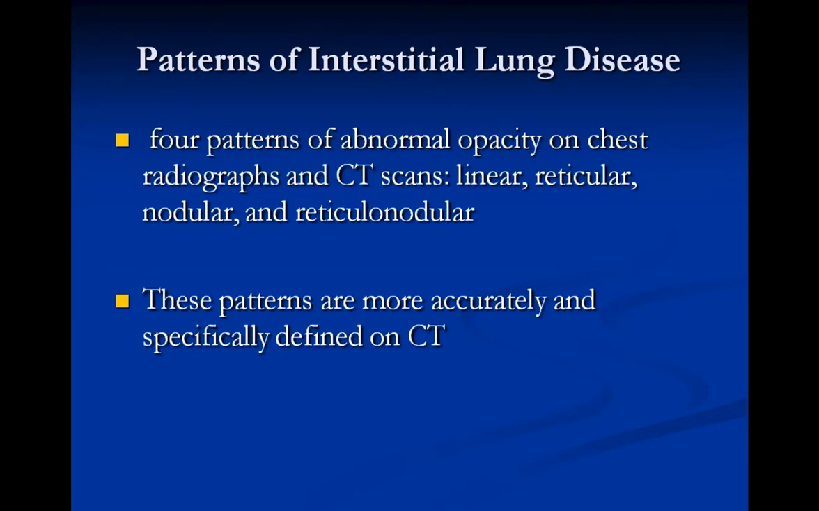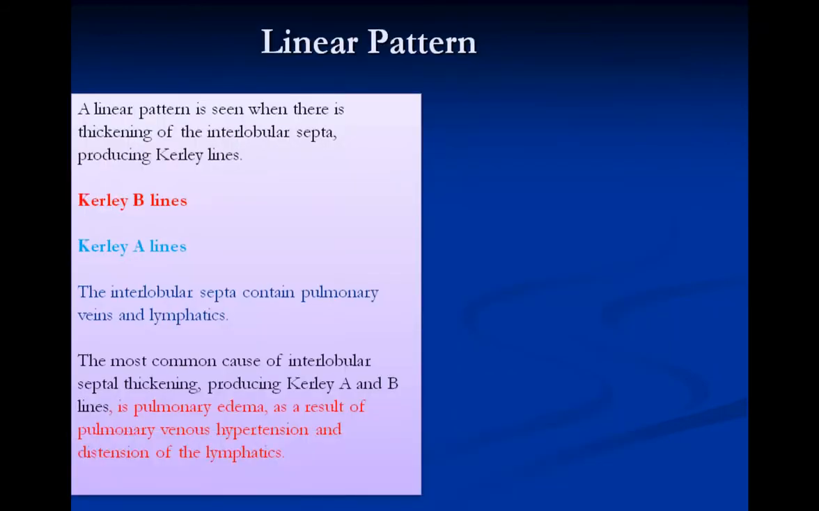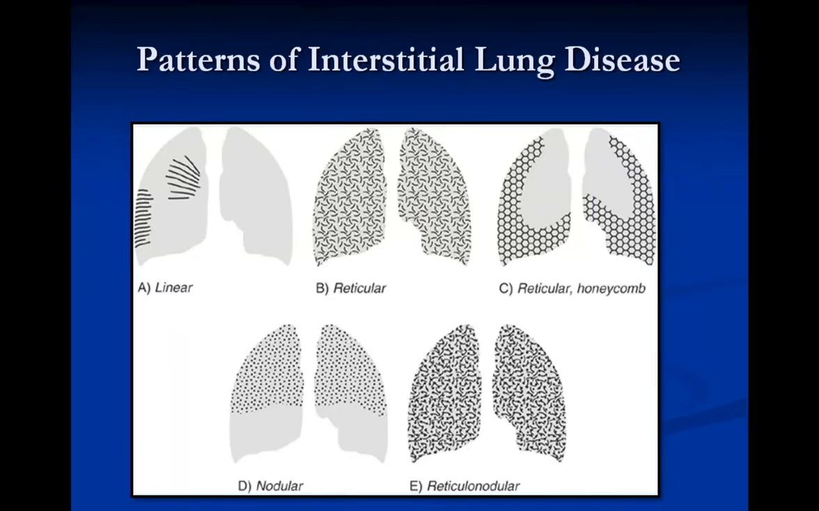Patterns of interstitial lung disease: if you look radiologically, there are four patterns: linear, reticular, nodular, and reticulonodular. In these diagrams you see the linear and reticular patterns. The typical reticular pattern gives rise to a honeycombing appearance, as in idiopathic pulmonary fibrosis. Then the nodular pattern, and the reticulonodular pattern, where either the reticular or the nodular pattern may be predominant.